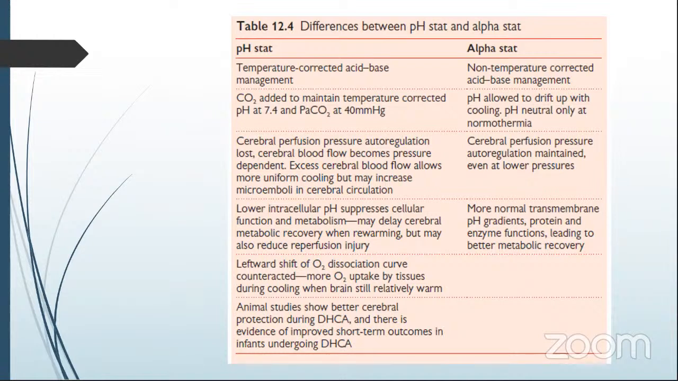In the pH stat, as we said, the lower pH will give us more acidotic cells. This may delay the cerebral metabolic recovery while rewarming, but also it will reduce the reperfusion injury. But in the alpha stat, the protein and the enzyme function are all preserved, and this will lead to better metabolic recovery during rewarming. The pH stat will lead to a right drift of the hemoglobin dissociation curve, and the alpha stat will lead to a left drift of the hemoglobin oxygen dissociation curve. And as we say, the alpha stat is better in adults, and pH stat is better in children.